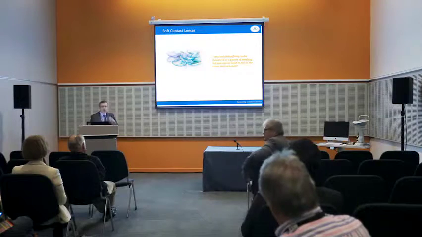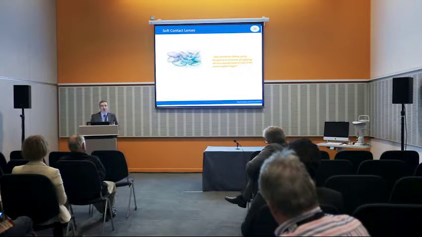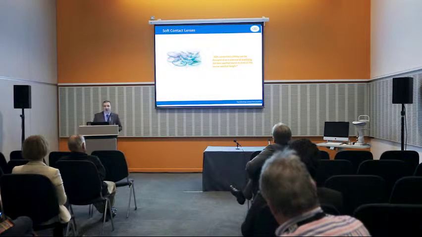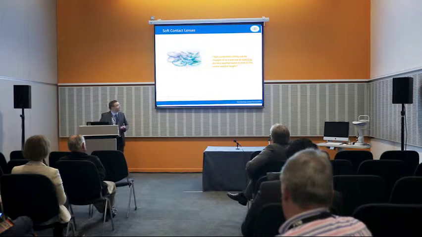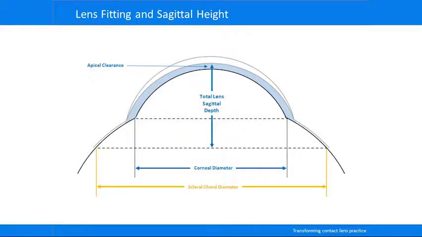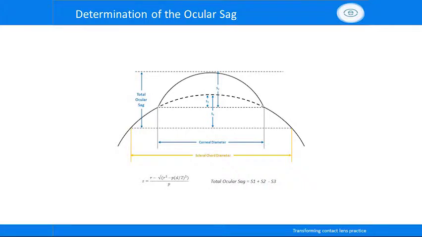But outside of specialist practice, even soft contact lens fitting can be thought of as a process of matching the lens sagittal depth to that of the ocular sagittal height. So, coming back to scleral lenses just for a second, it's a process of matching the ocular sagittal height and trying to allow for the apical clearance once the lens is settled. Now, we can determine the ocular sag by calculation. Graham Young, some years ago, back in 1992, did a study where he varied the different parameters and showed which factors actually affect the ocular sag.